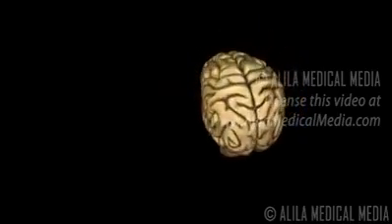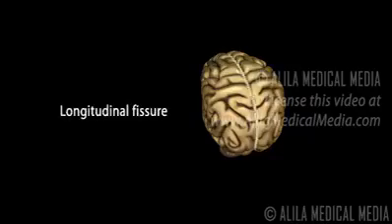The cerebrum consists of two cerebral hemispheres. The left hemisphere controls the right half of the body. The right hemisphere controls the left half of the body. The two hemispheres are separated by a deep groove called the longitudinal fissure.